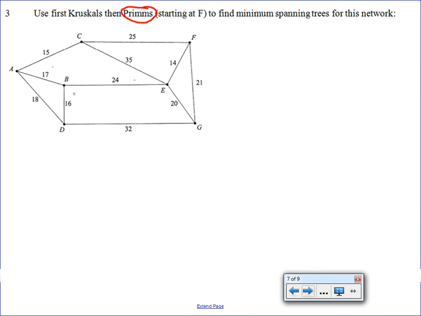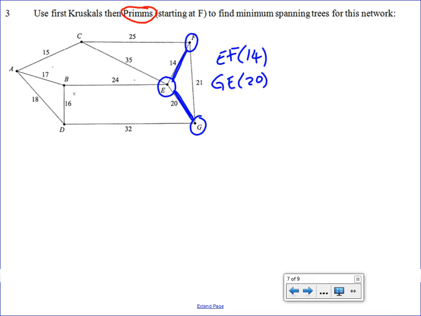Okay, same thing but Prim starting at F. So if we start at F and we want to bring something in, the cheapest thing we can bring in is E. So if we join E to F, that's a distance of 14. Now we've got a choice. We could bring in C at 25, C at 35, B at 24, G at 20, G at 21. And G at 20 is the cheapest. So GE 20, that's the next cheapest.